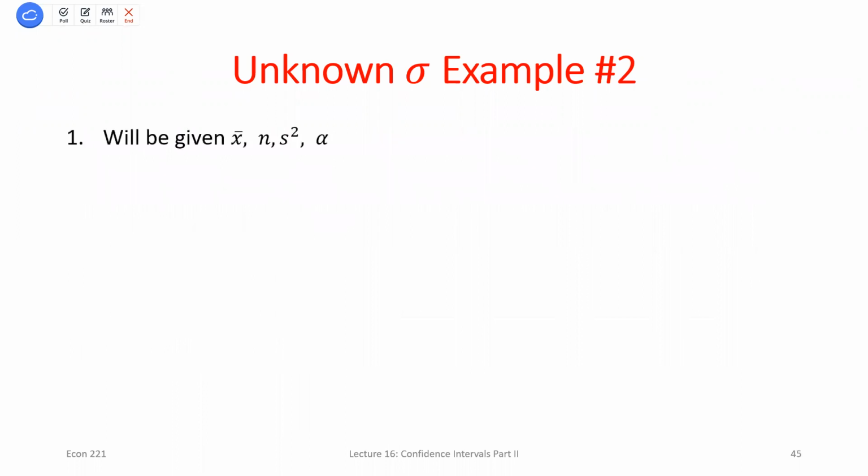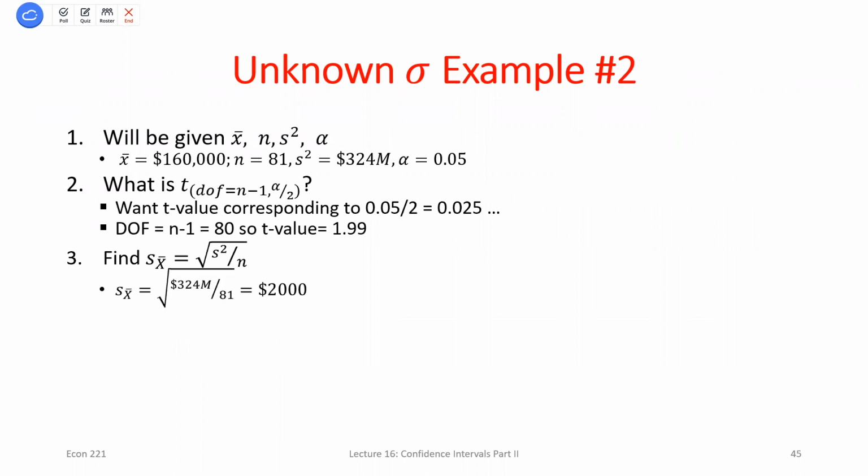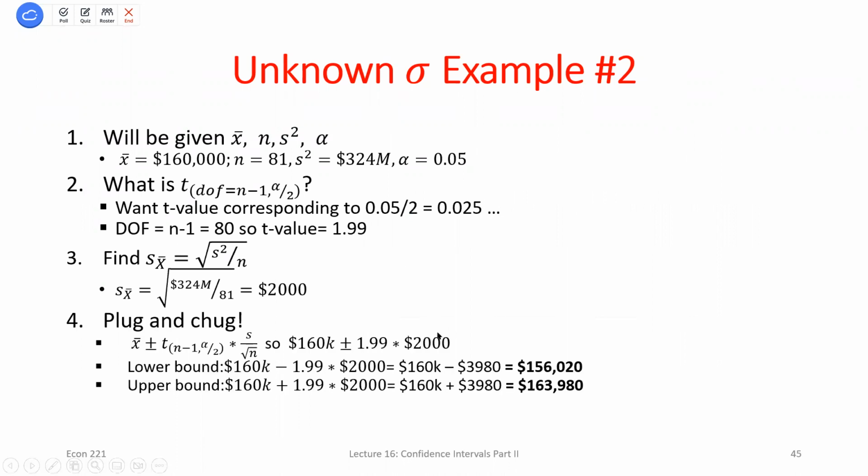If we go through, we've found that t-value at the degrees of freedom of 80. We calculated the intermediate step, which was the standard deviation of my sample means. Now it's just a matter of plugging those three values in here, subtract to get my lower bound, add the margin of error to get my upper bound, and I get a little bit more of a narrow range. So with 95% confidence, I can say that the true mean salary is somewhere between 156,000 and almost 164,000.